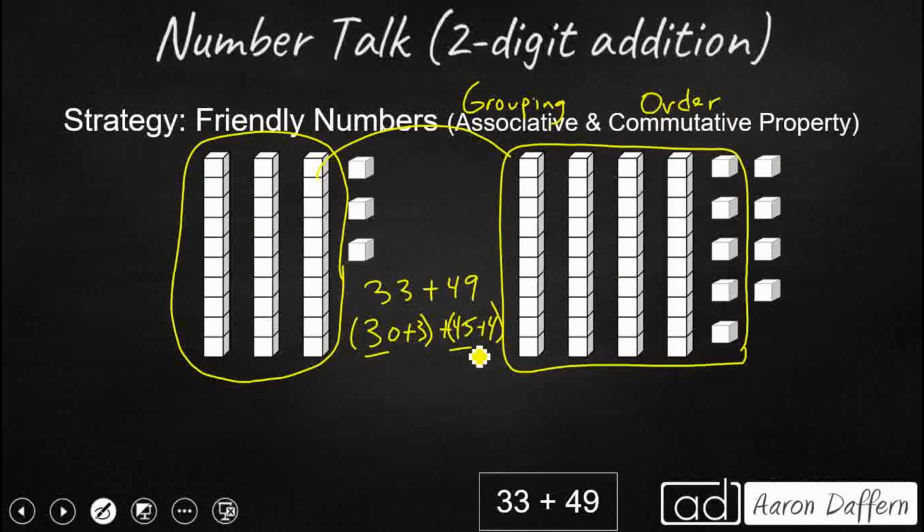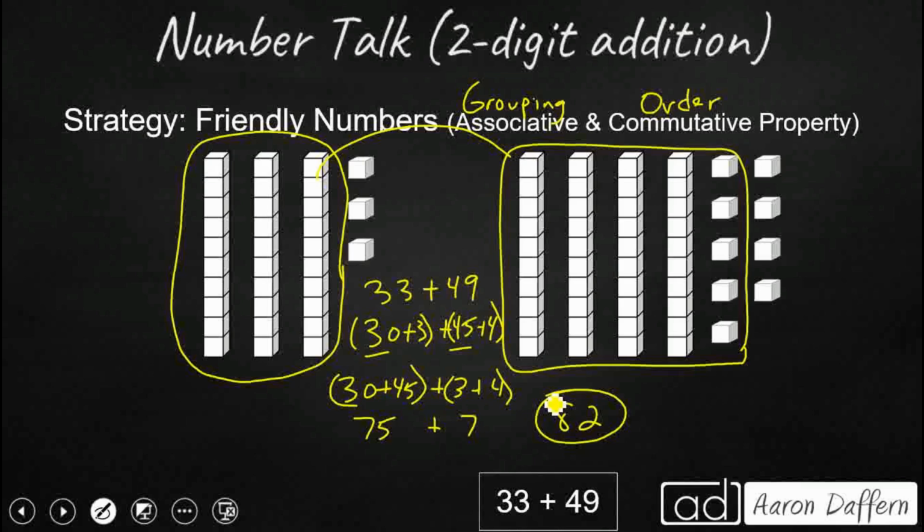So let's reorder these. Let's take our 30 and our 45 and let's do that first. And that's 75. See, those are friendly numbers. And then all that's left is the 3 and the 4. And that's going to get me 7 more. So I do have to do a little bit of regrouping here, but 75 plus 7 just gets me back up to my same answer of 82.